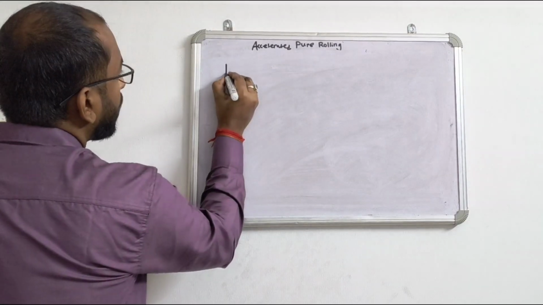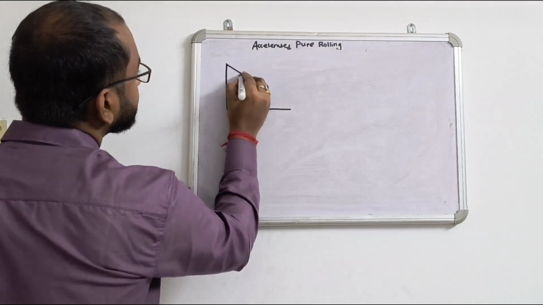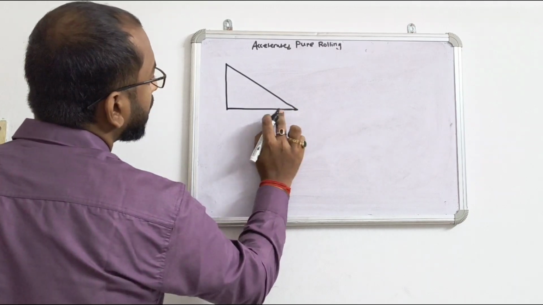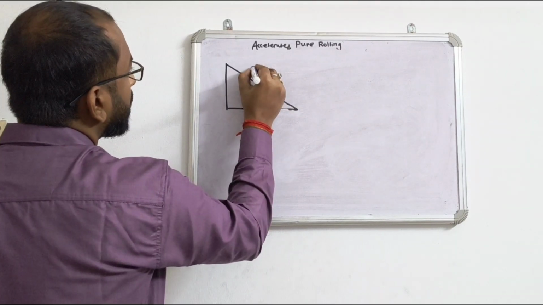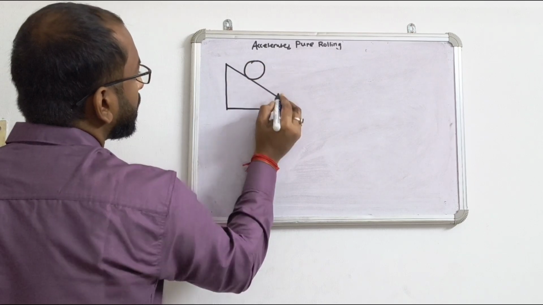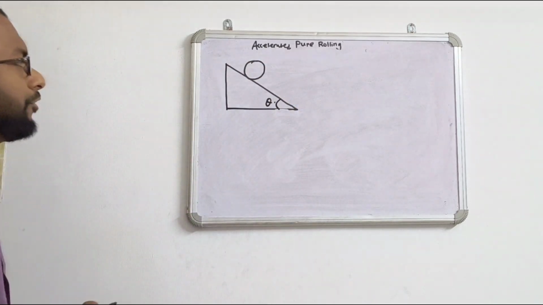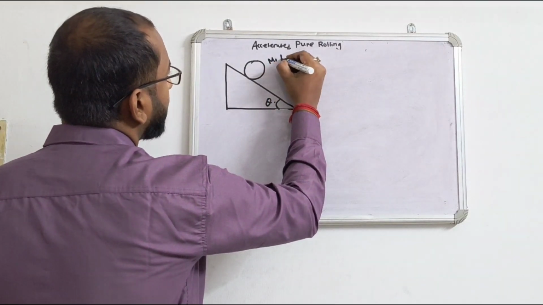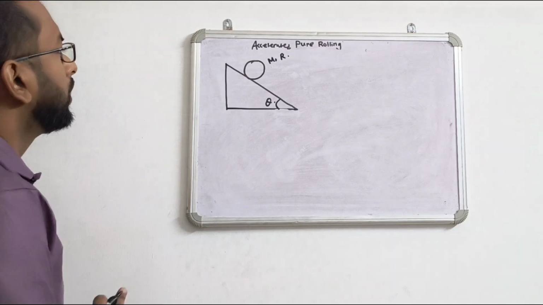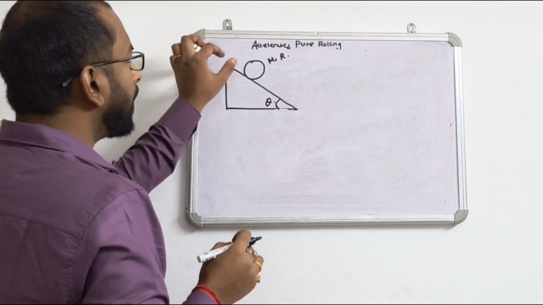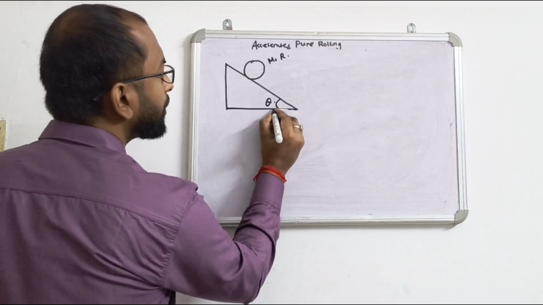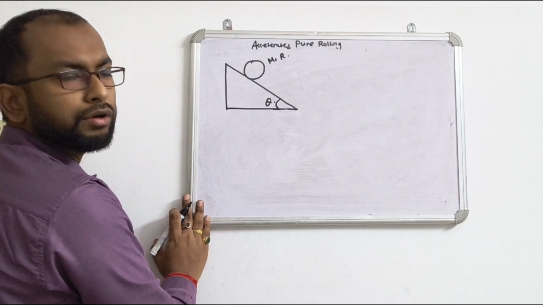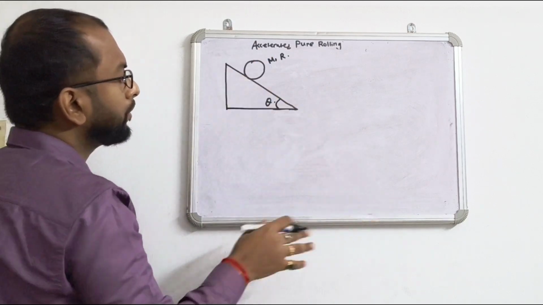So one last thing I want to discuss along with you guys, that is pure rolling motion on inclined plane. I am not going to solve any problem, I am just giving you the brief idea. Let's say the angle of inclination for the inclined plane is theta, and there is one cylinder of mass m and radius r. If I leave it from here, it will roll and reach the bottom. Let's say it is rolling completely.